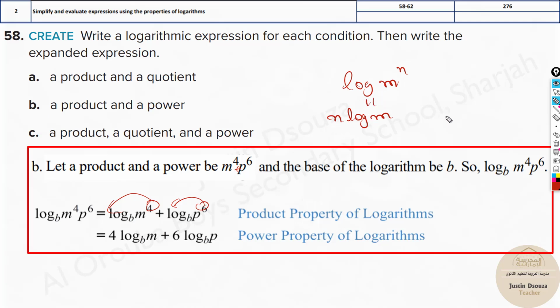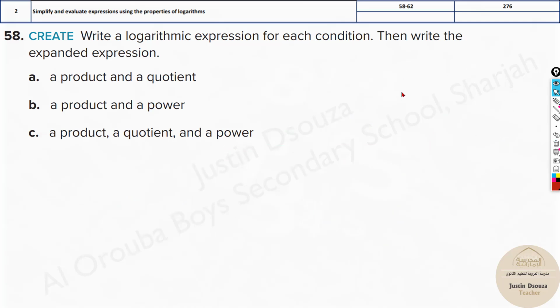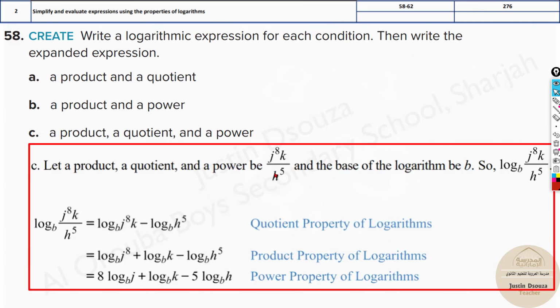Now, if you have the question in terms of n log base b of m, and you want to write it as a power rule, you can write this as log of m to the power n. So this is how we do it. And lastly, we had product, quotient, and power. Here we have product, power, quotient, and also another power. Same thing: first split it out with minus, then use the multiplication, and then use the power rule. All the different properties of logarithms are used here.